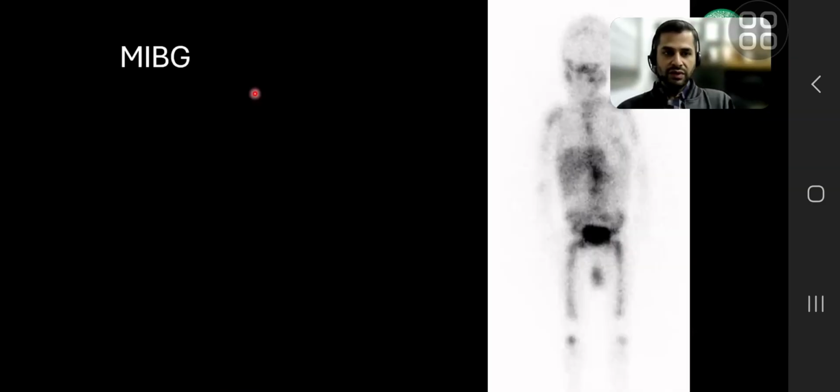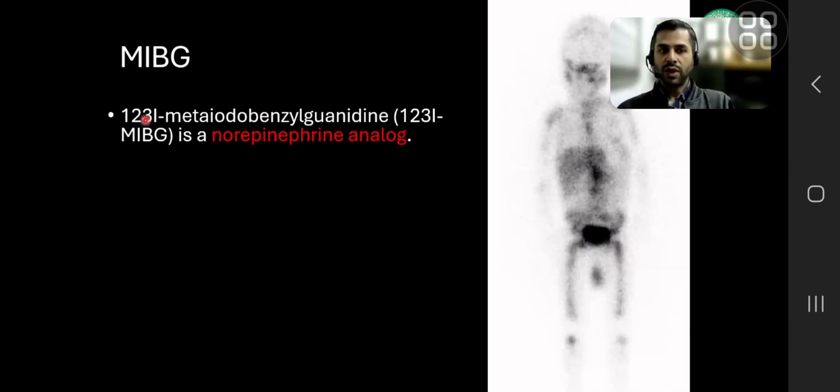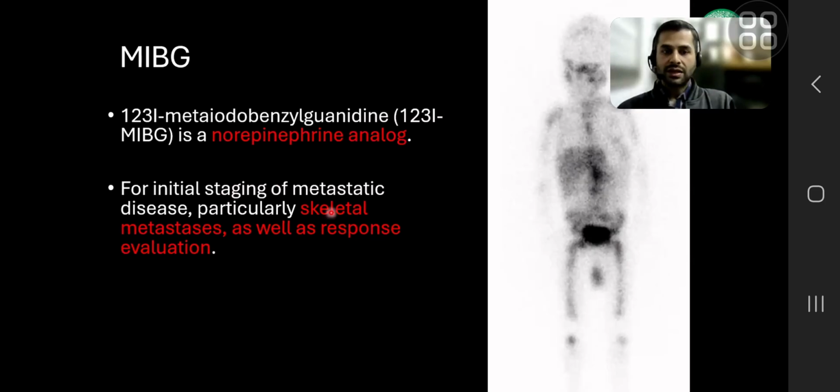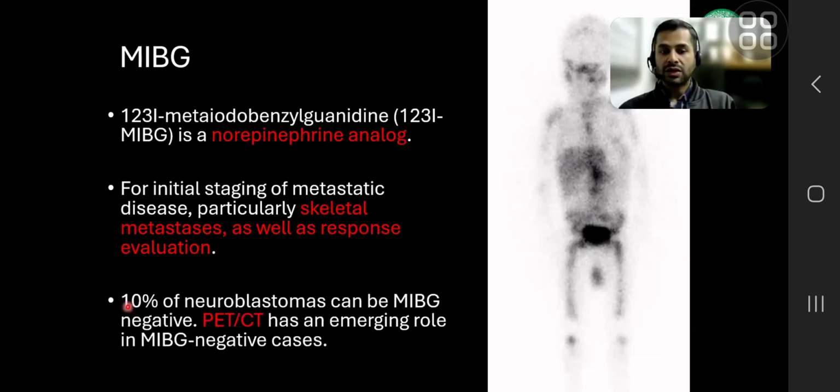So MIBG scintigraphy employs the use of 123 iodine meta-iodobenzylguanidine, which is a norepinephrine analog, and that is used to evaluate the neuroendocrine tumors. So most of you got it right that MIBG is used for evaluation of neuroblastoma, and particularly to detect the skeletal metastasis, also to evaluate for a response after treatment. Now we need to be sure that 10% of the neuroblastomas can be MIBG negative. In these cases, PET-CT has an emerging role in evaluation.